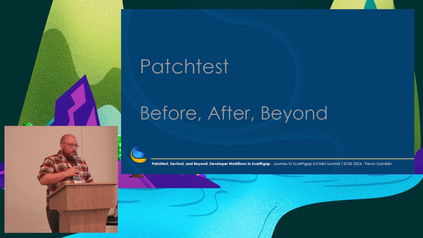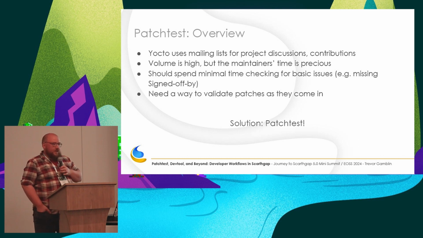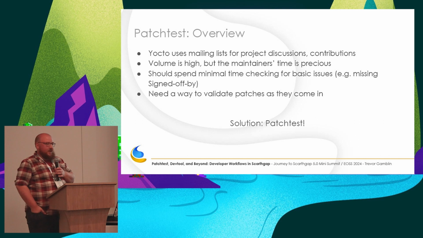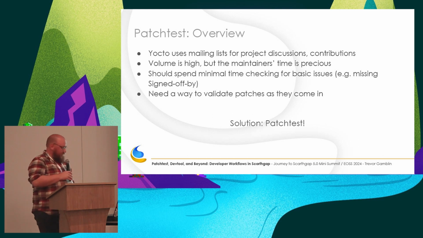I'm going to talk a bit about Patchtest now, my personal favorite. So Yocto uses mailing lists for contributions and discussion. The volume's high, but we really don't want the Richard Purdies of the world and the Khem Rajas and whatnot spending their time telling people that they've forgotten to specify why a license checksum was changed or that sort of thing. So we want some sort of automated service for that. And in the past, and again currently, the solution for that has been Patchtest.